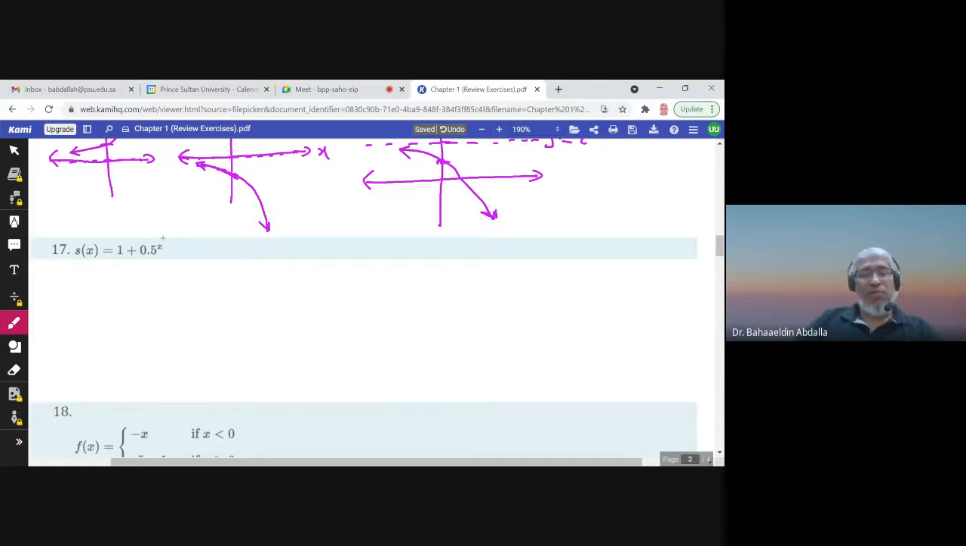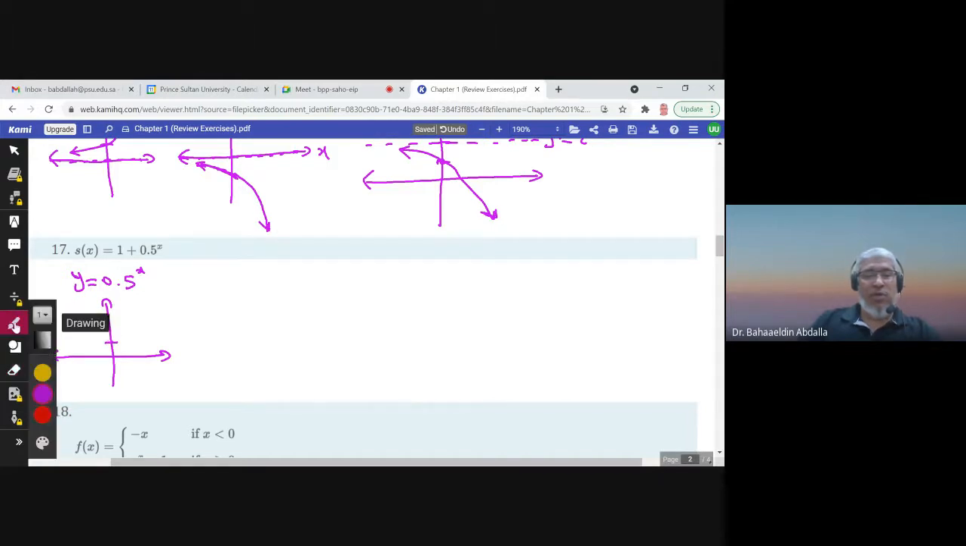This is also an exponential function. So the original function is 0.5 to the power x. And since the base is less than 1, the function is decreasing and it goes like this. It passes, of course, by the point 0, 1. Okay, this is the graph of this function.